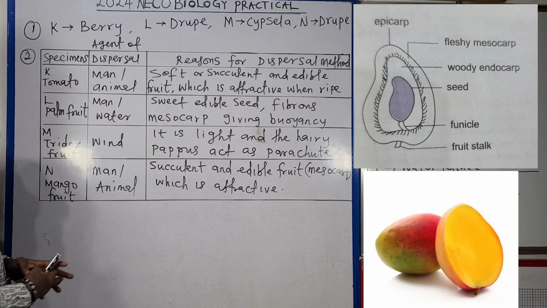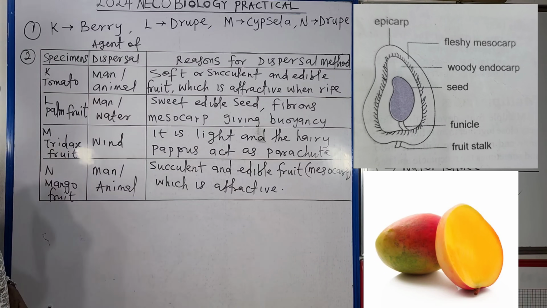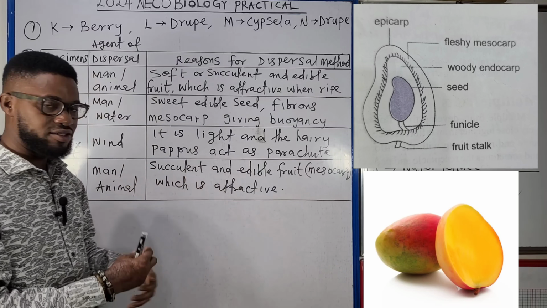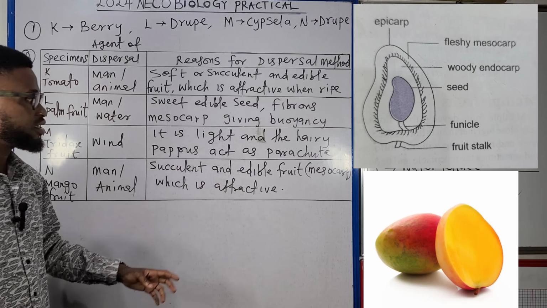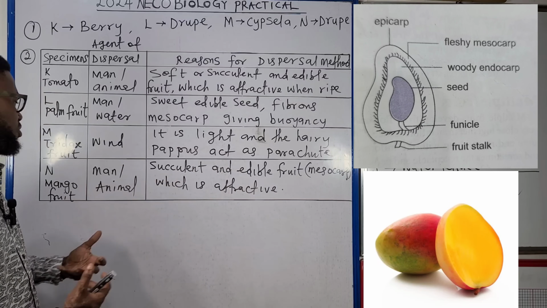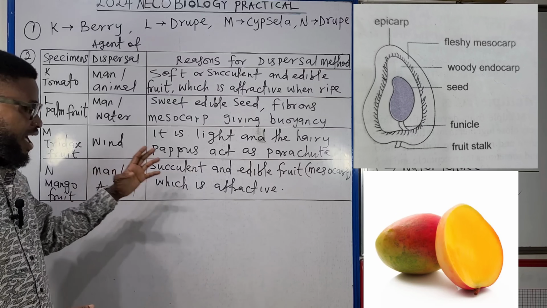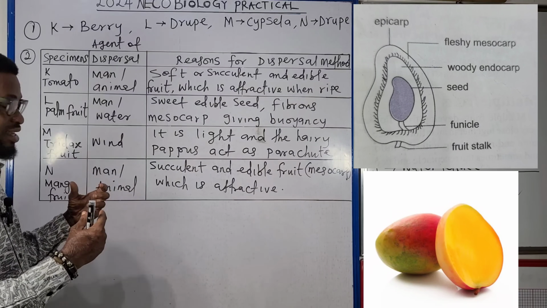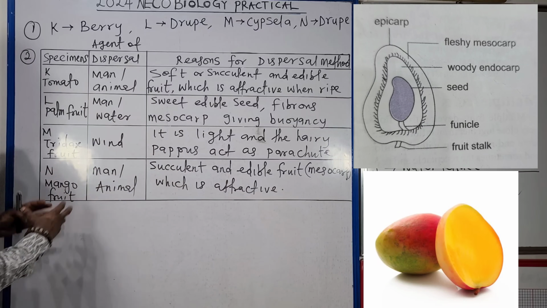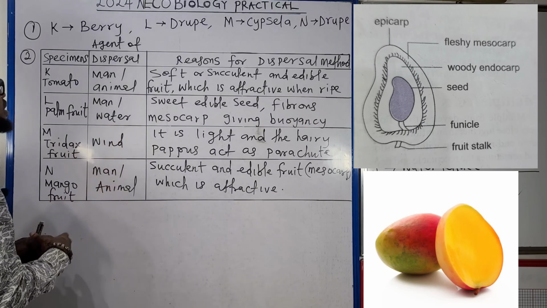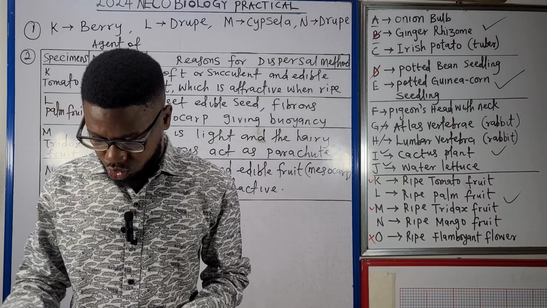Here talking about mango fruit, it is man or animal, just like specimen K. Why is it that it is man? It is because it has a succulent, juicy mesocarp, and then the fruit is edible. That's why a man will want to eat it, and other animals too can do the same. And also, it is attractive. It is attractive when you look at your mango, green, yellow. That is why a man or animal will be the agent of dispersal. And that ends question 2.